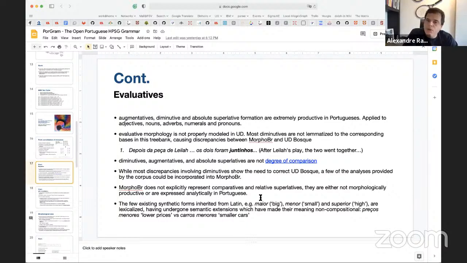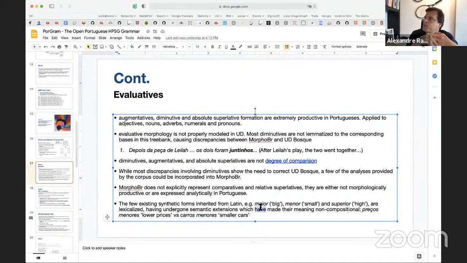And on the other hand, we also have the degrees of comparison that UD has. In Portuguese, they are not very productive, right? So in Portuguese, these superlatives and comparatives are usually encoded as more than one word, so they are not morphologically encoded. We have few cases where we have morphological coding for that. So in our dictionary, we actually encode those forms as multiple words.